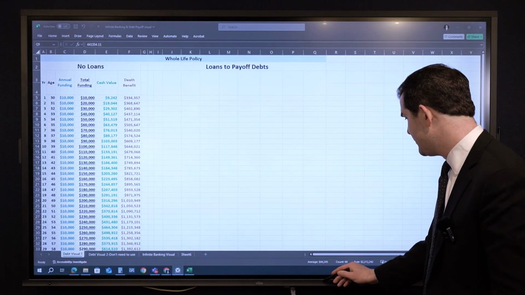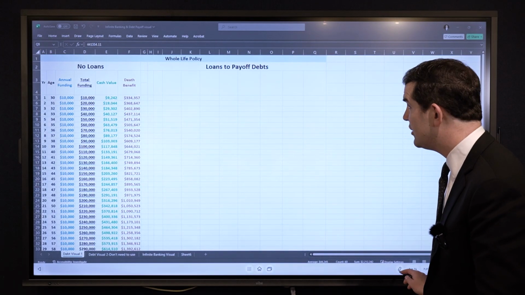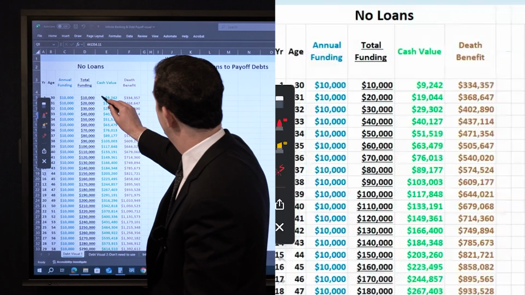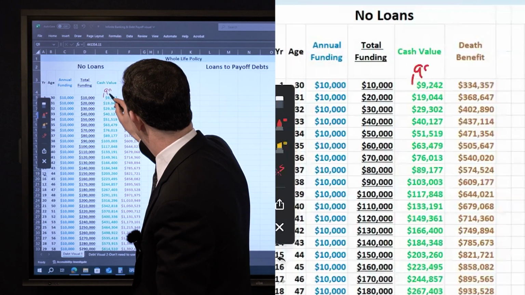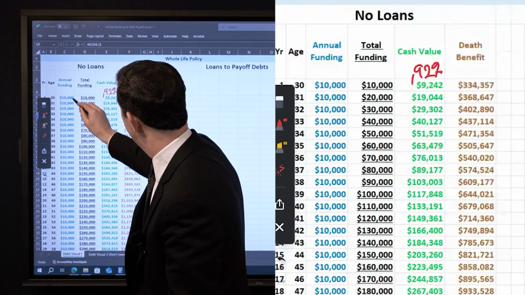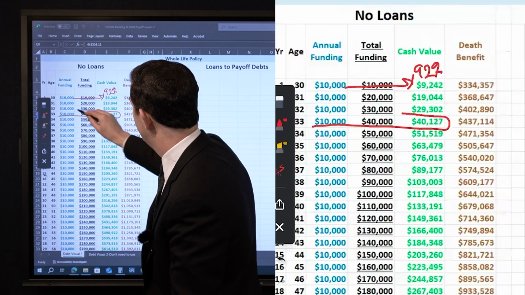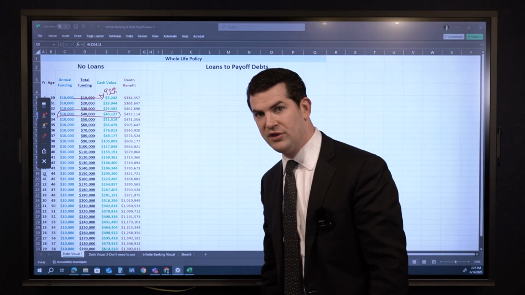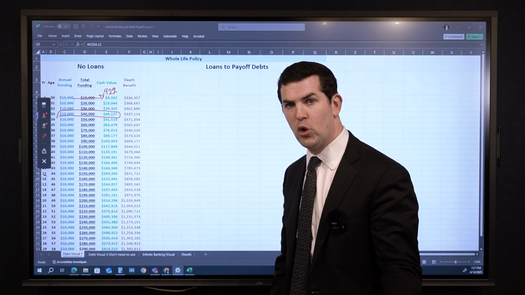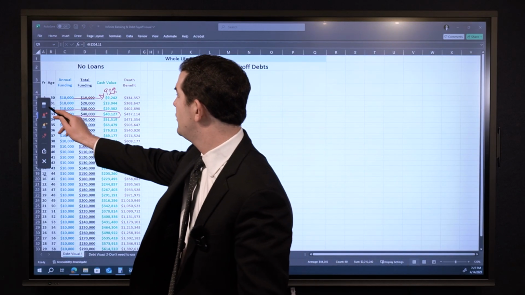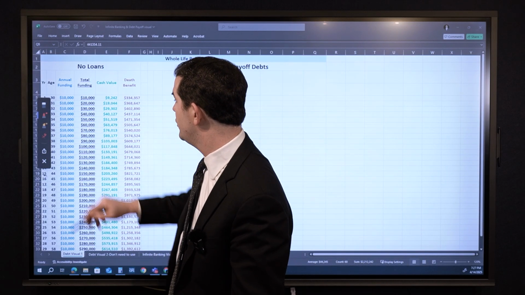How you can tell that this policy is designed for maximum cash value is look at the first year. You're at 92% of what you paid into the policy available in cash value, and your break-even point is year 4 in this particular example. She's paid $40,000 total by year 4, and she has $40,000 in cash value. This is on a 30-year-old female.